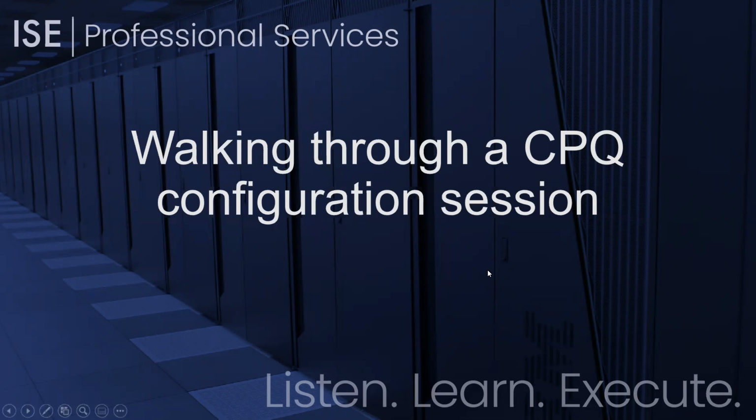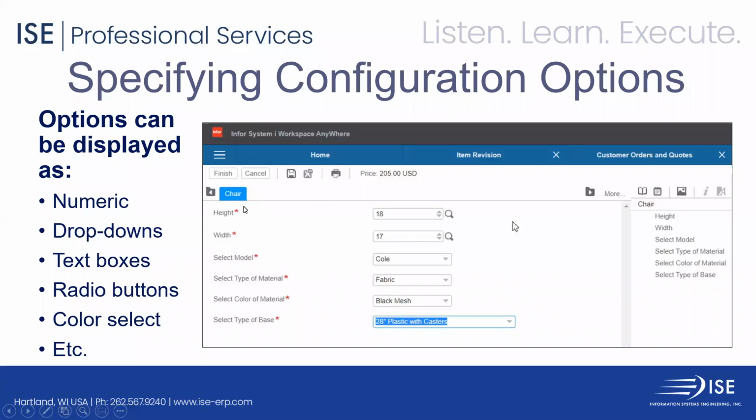Okay, so now you've launched CPQ. What does it look like? So here is a fairly simple, straightforward CPQ session. Notice you have input boxes that can receive numeric values, which makes sense for heights and widths and lengths and things like that. Then a lot of drop downs, which are kind of like discrete domains where you have specific predefined values you can choose from.